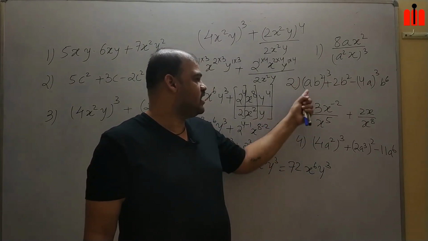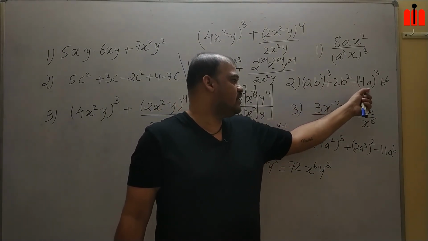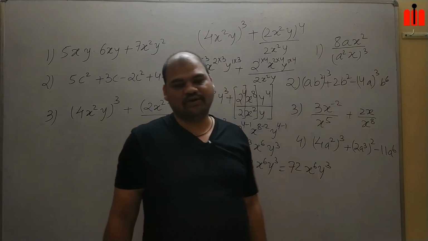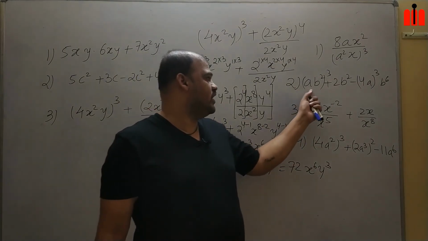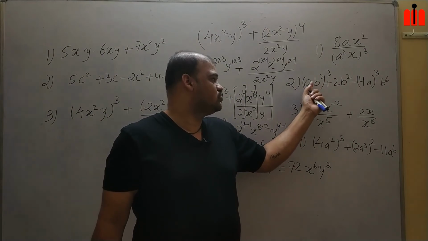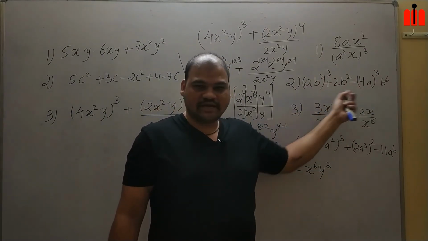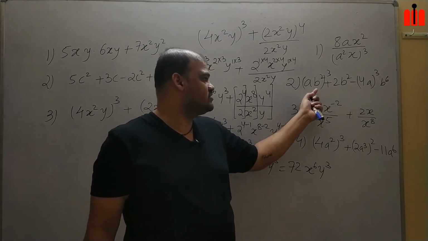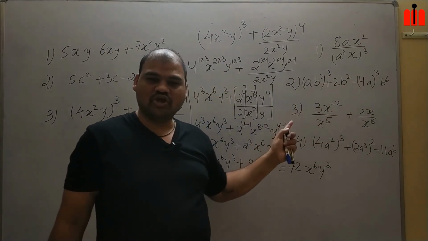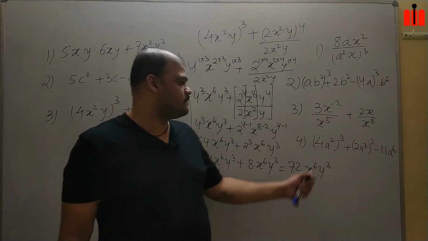Second problem, ab square cube plus 2b square minus 4a cube b to the power of 6. So ab square cube, here again a to the power of m power n. So you have to split a and b and you have to do that. Then you will get the like terms. Once you get the like terms, this first term and third term are the like terms. You operate that and you will get at last the expression.